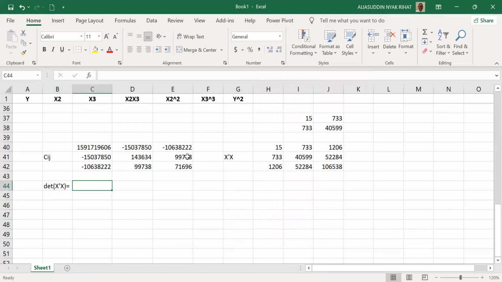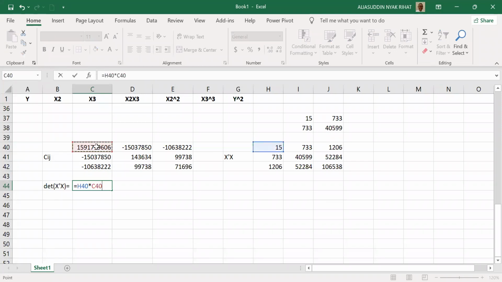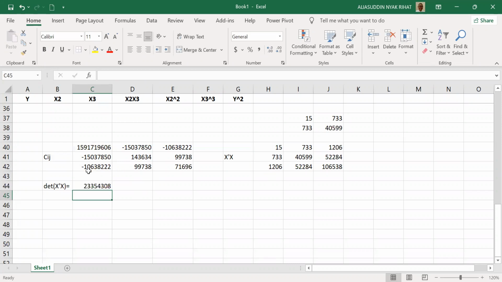You have to calculate this cofactor with its partner here. If you take the first row, second row, and third row of the first column, you have to take the same partner. You can take vertically or horizontally. Suppose here we have this one multiply by this one plus this one, multiply by this one plus this one, multiply this one.